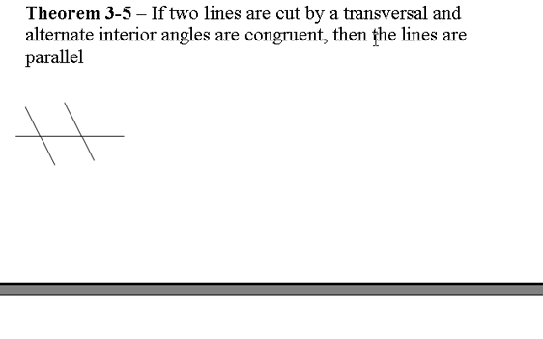It says if two lines are cut by a transversal and alternate interiors are congruent. So for example, if this angle is equal to this angle, and these are lines C and D, our conclusion is C is parallel to D. So we're saying that alternate interiors being congruent is enough to prove the lines are parallel.